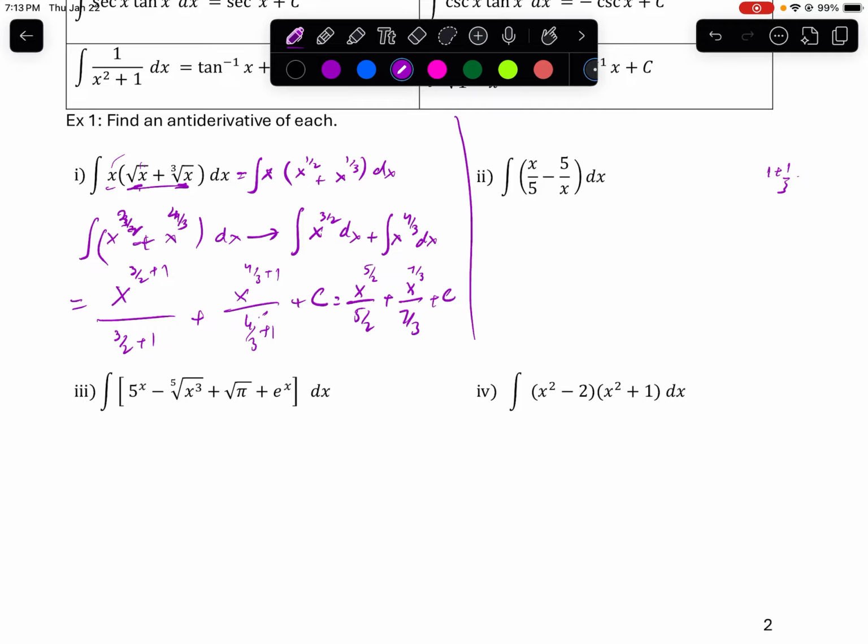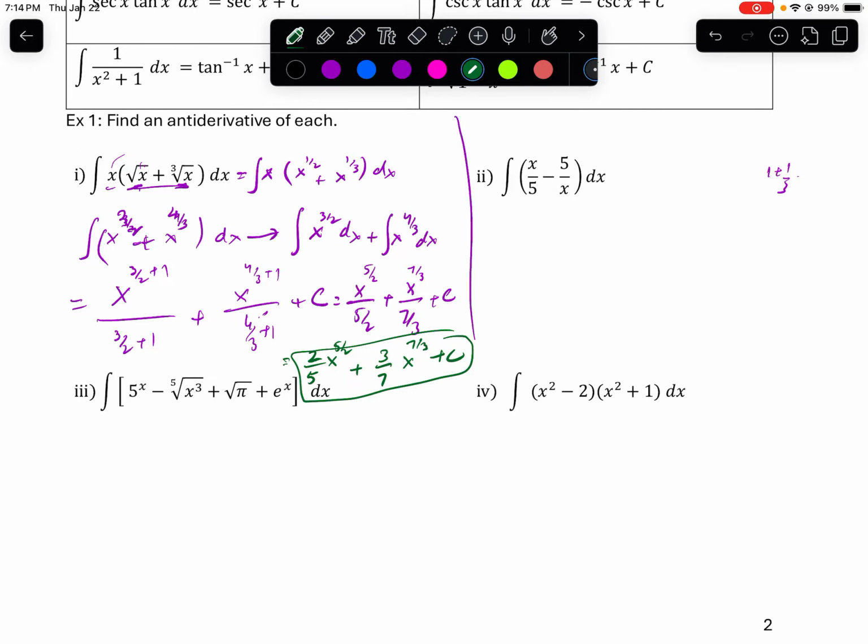And now we just simplify and get our answer. So what is the final answer? It is equal to 2 over 5. You can write it in different ways, but it will be 2 divided by 5 x to the 5 halves plus 3 divided by 7 x to the 7 thirds plus c. So this will be the final answer.